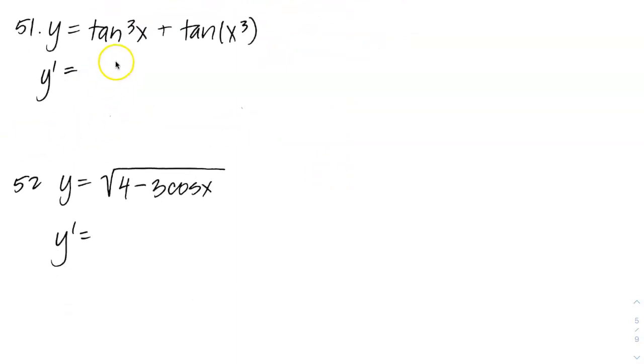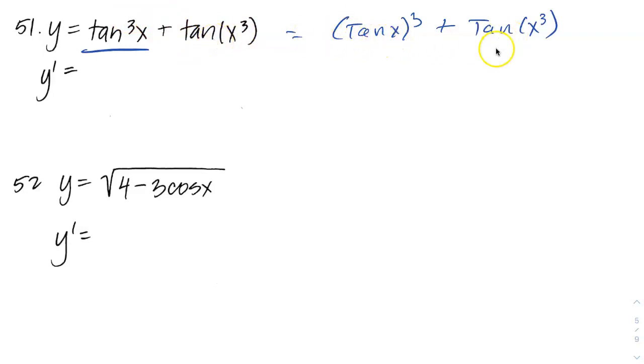Next one. 3x plus tan cubed x. So these are different types of the same thing. We're going to rewrite it. So this is tan of x cubed plus tan of x, cubed. Right? There's an emphasis that was different there. So the key here is, this one is done this way, and this one is done this way.